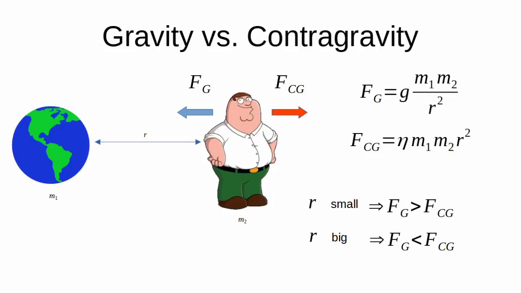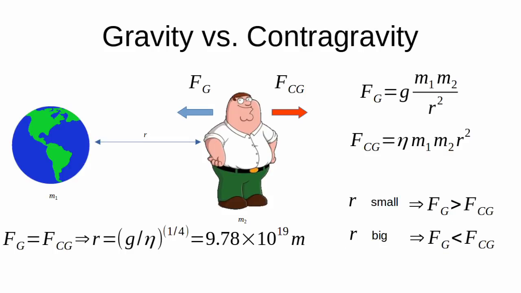Remember, Newton attracts and KFO repels, so we can actually find a region in which these two forces cancel. Setting them equal to each other, we find that mass exits the equation and we're left with r to the fourth equals the gravitational constant over the contragravitational constant, or that r equals 9.78 times 10 to the 19th meters, approximately 10,000 light years.